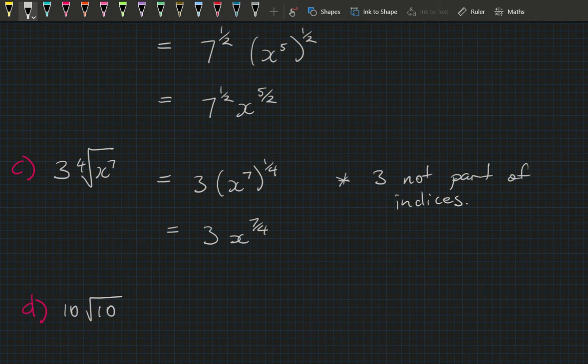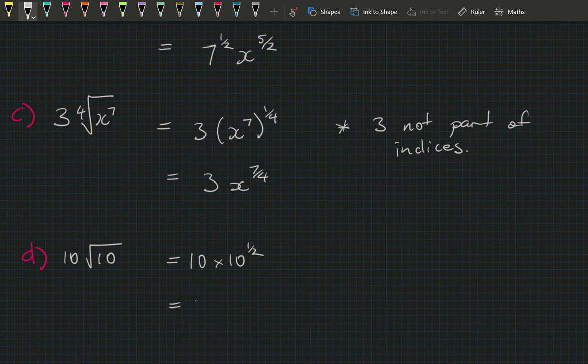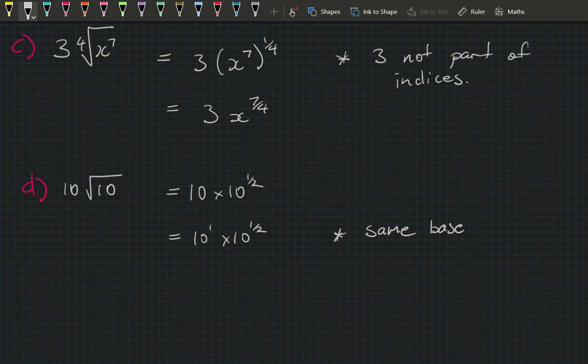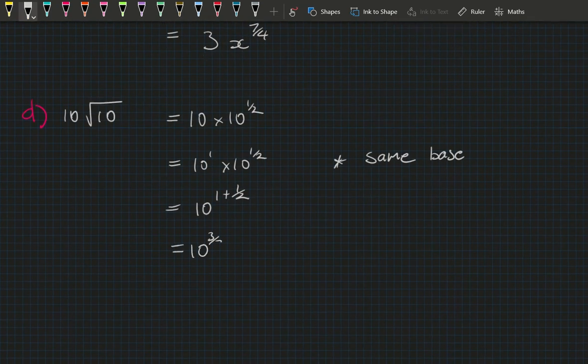We've got that 10 sitting there, and of course the square root is 10 to the power of a half, so that's 10 times 10 to the power of a half. And we can rewrite that as 10 to the power of 1 times 10 to the power of a half, because we've got the same base here. And using the index laws, we could now rewrite that as 10 to the power of 1 plus a half, which of course is 10 to the power of 3 on 2.